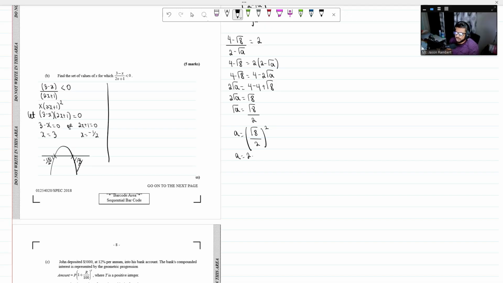So my solutions are going to be the disjoint set of values again: x is such that x is less than minus a half. The reason I didn't put the equal to over here is because my question didn't have the equal to on it. Union x is such that x is greater than 3. Easy 5 marks.